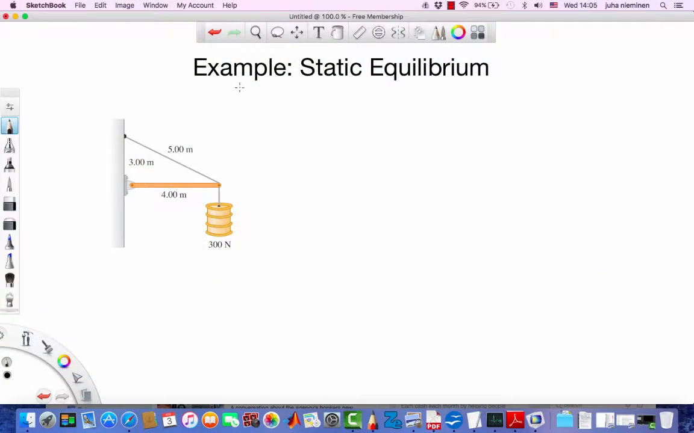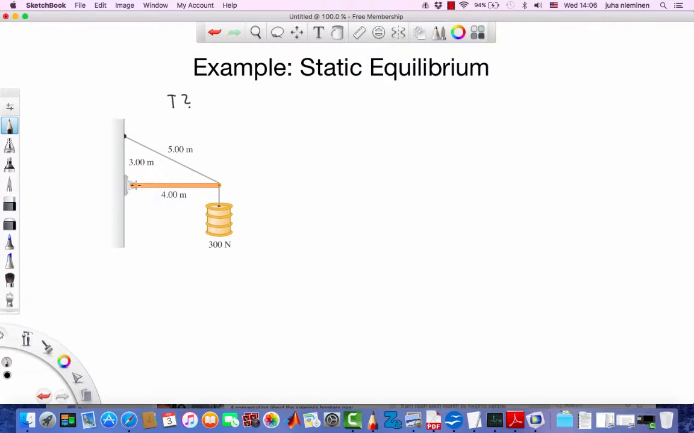We shall analyze the following situation. A barrel has been hung from a cable, and there's also a horizontal beam supporting the two. We need to find the tension force in the cable that is along the direction of the cable, and then whatever support force is provided by the pivot point here, essentially the point where the beam attaches itself to the wall.